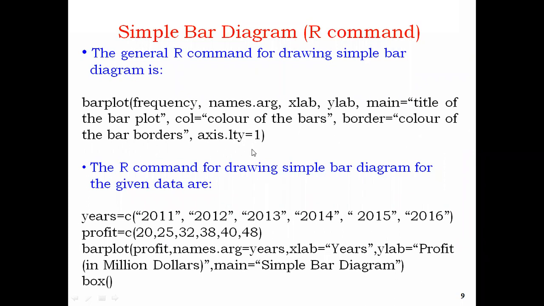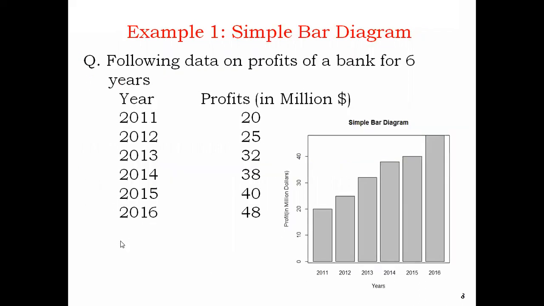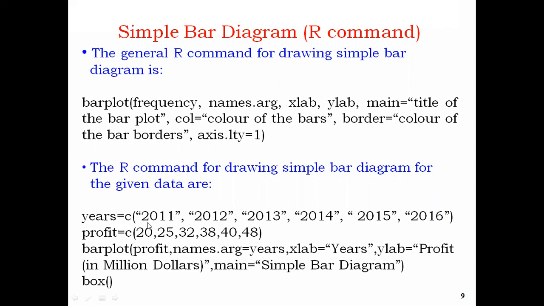LTY is, you know, line type. I've already told this. One is your solid line. One means your solid line, so we are considering one here. Now you see, this is the example. This diagram is only on the basis of this command. Okay. Now you see next.